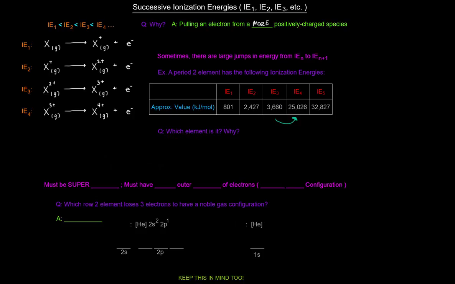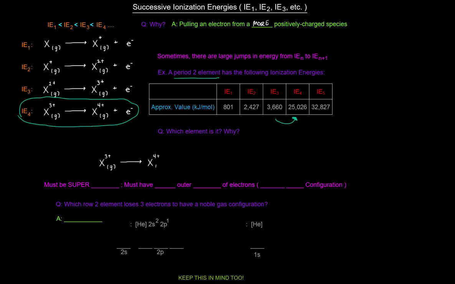The question is, given this information, which element is this and why? It's a period 2 element. So which element is this and why? Well, if that fourth ionization energy is where it becomes really high, that must mean that the ionization energy 4 reaction is not trying to happen. This is not trying to happen at all.